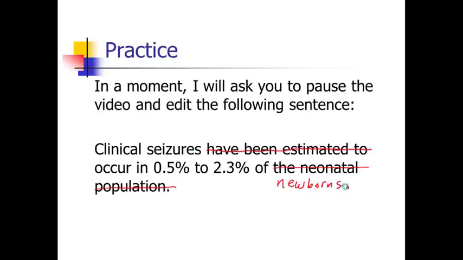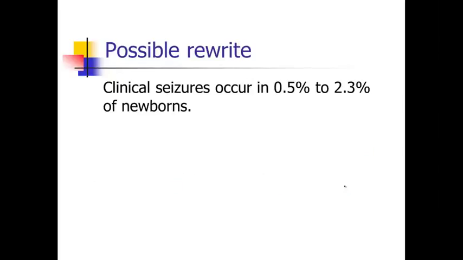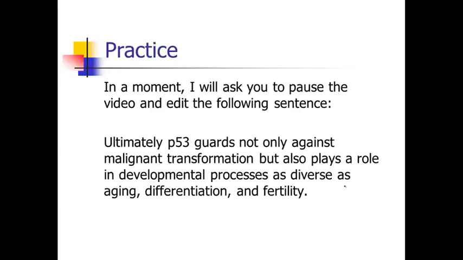See how much more direct and easy that is to read? Clinical seizures occur in 0.5% to 2.3% of newborns, and then of course we'd want to have some references at the end of that sentence. So hopefully you got something similar. Again, you may not have an identical rewrite to mine, but hopefully you have something similar.